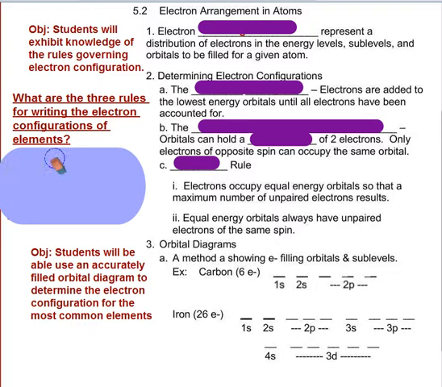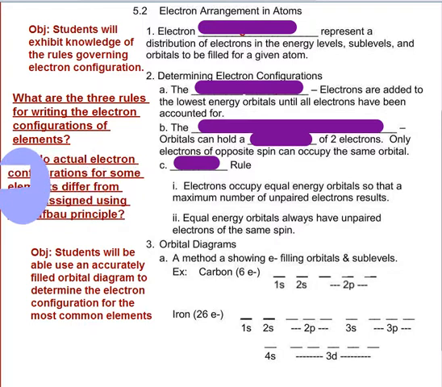And the other thing I want you to be able to answer is, why do actual electron configurations for some elements differ from those assigned using the Aufbau principle, which we're going to get to in just a minute. Now, first objective, students will exhibit knowledge of the rules governing electron configuration.